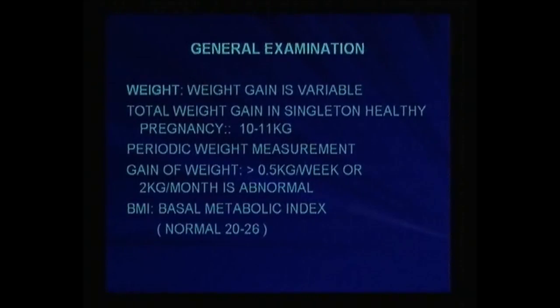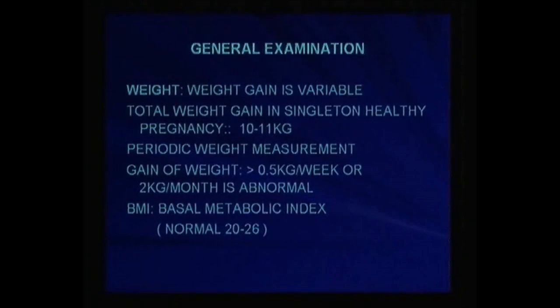Weight is a very important parameter as far as the obstetrician is concerned. Weight gain throughout pregnancy is variable. Total weight gain in a singleton healthy pregnancy should be around 10 to 11 kgs. A periodic weight measurement is important. A one-time weight measurement doesn't help. Preferably on the same machine, it should be taken whenever the patient comes for an antenatal examination. A gain of weight of more than 0.5 kg per week or more than 2 kg per month is abnormal.